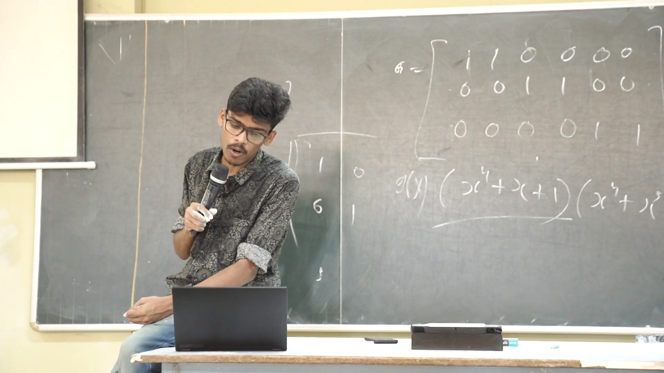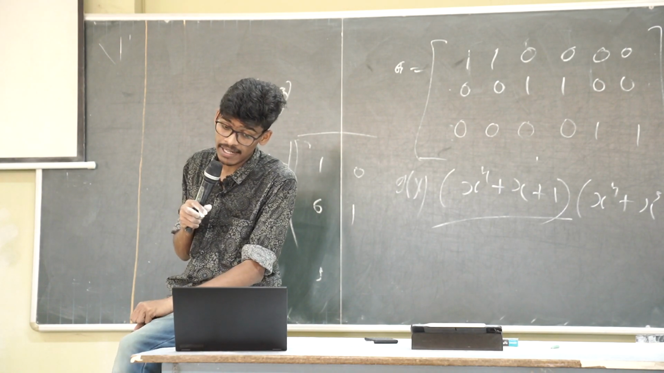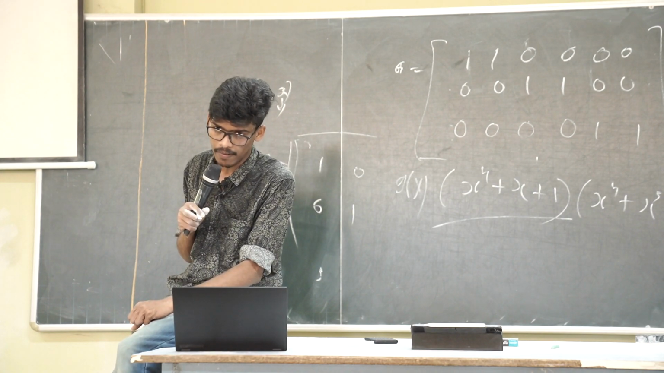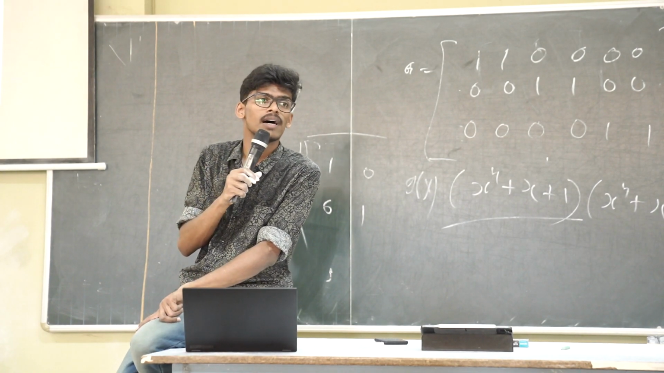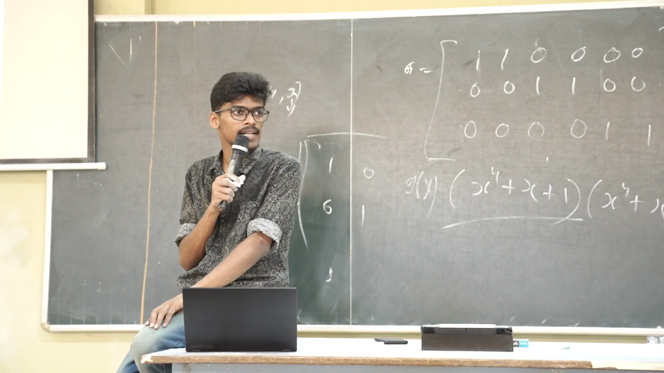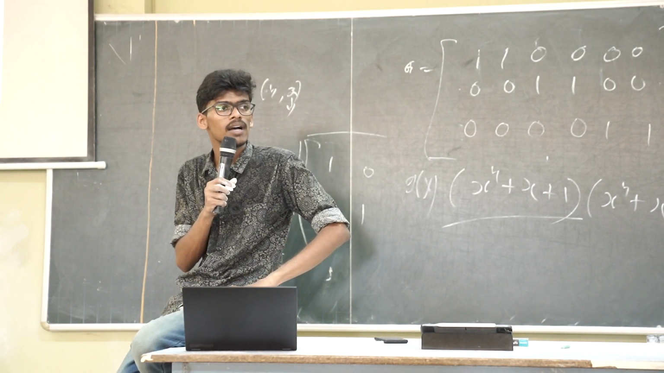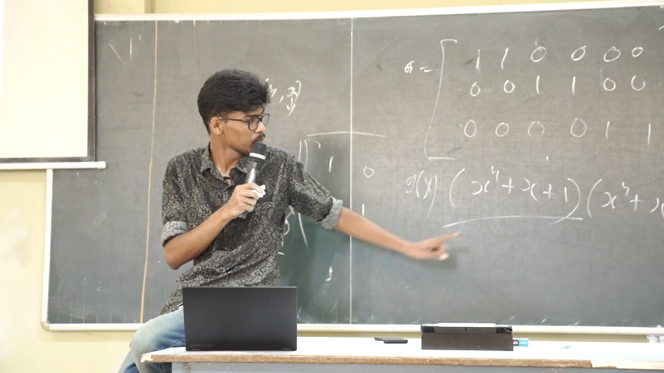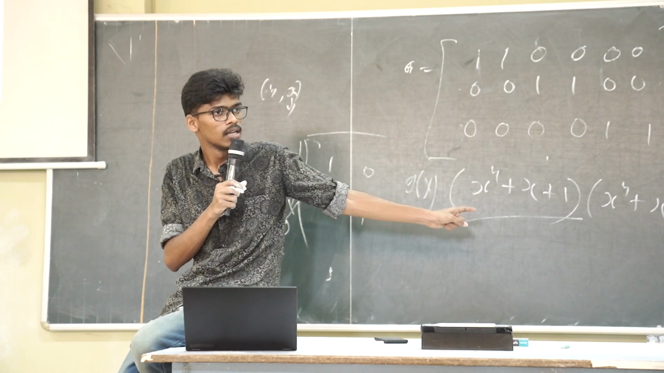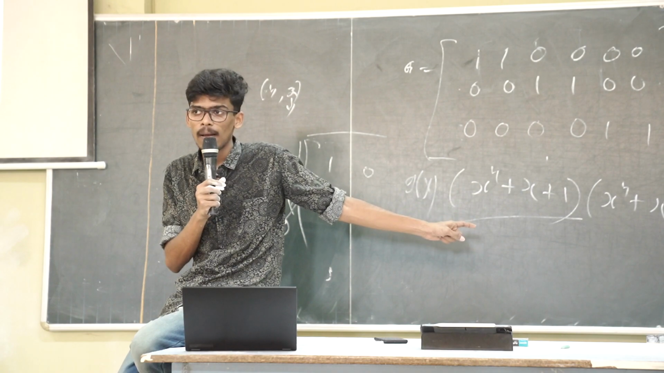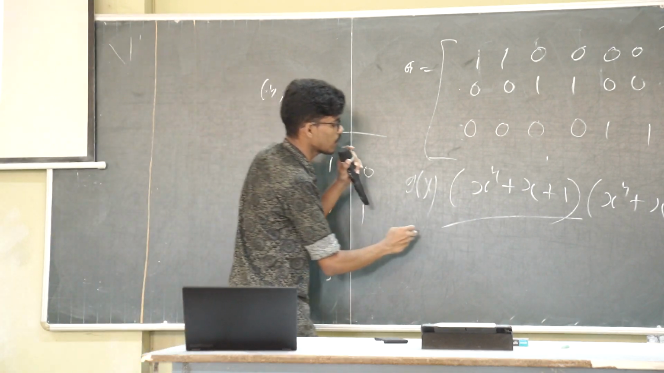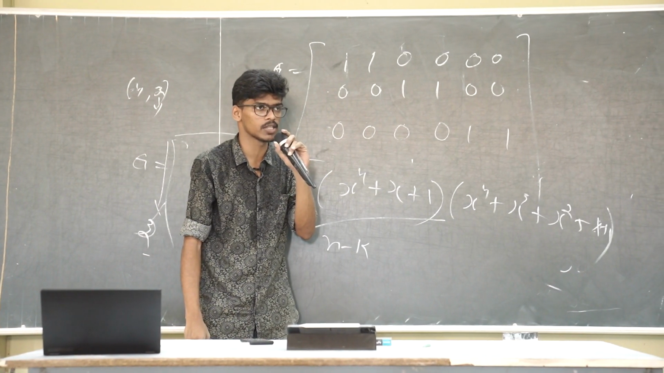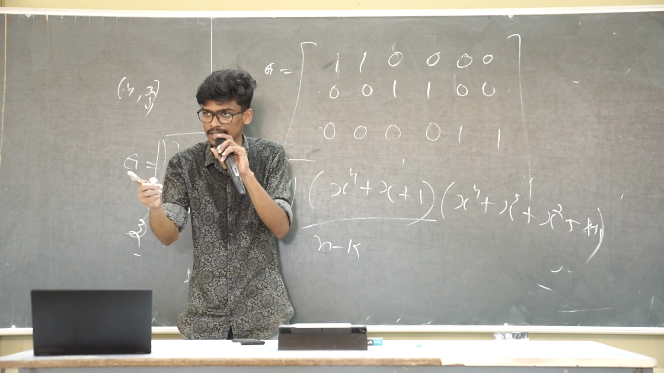A binary cyclic code of length 15 has a generator polynomial g(x) given as x^4 plus x plus 1. The highest power of g(x) is n minus k. Right? What is n minus k? We don't know yet. So n is 15, and 15 minus k is what? g(x) should have the maximum power n minus k; I have proved that, you remember.